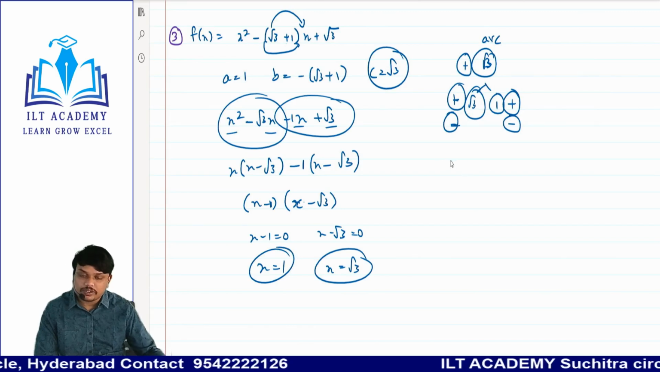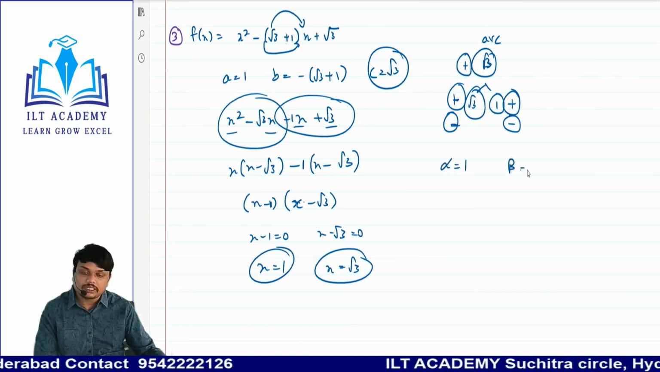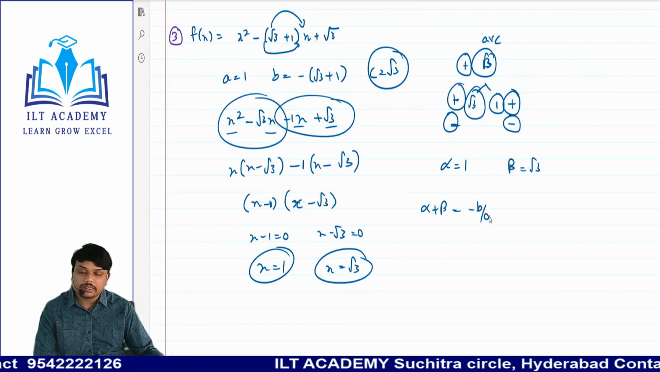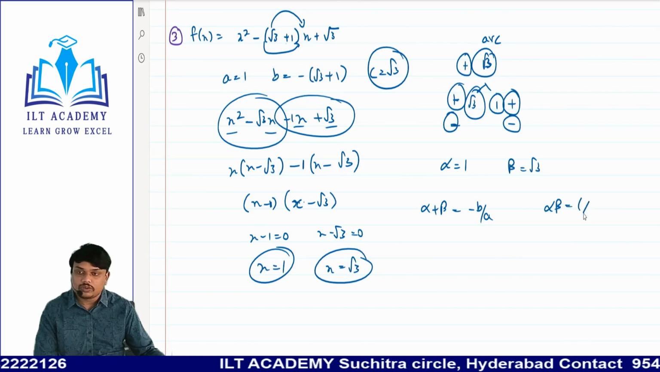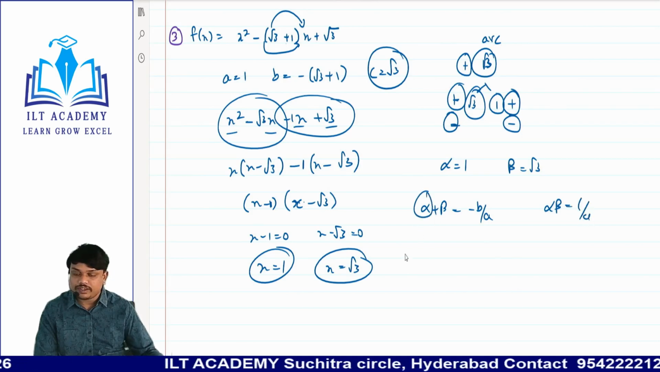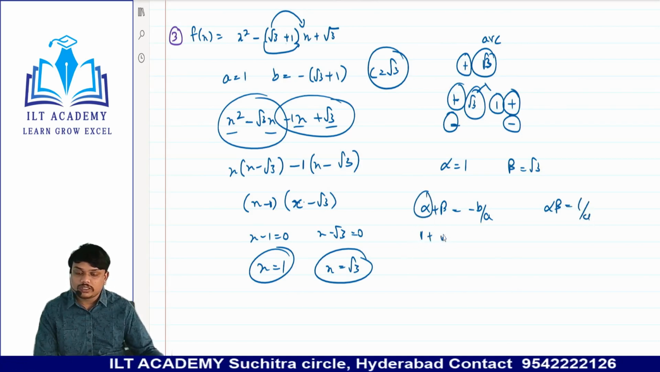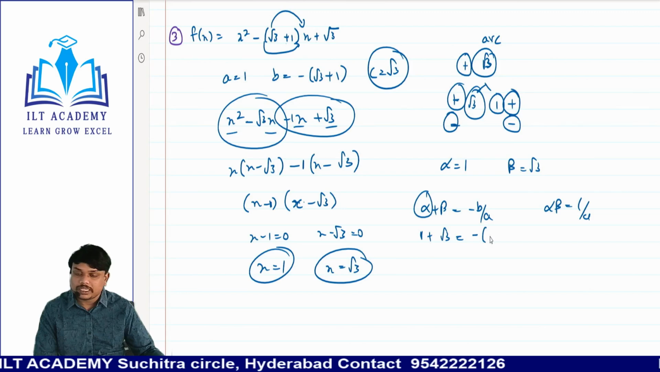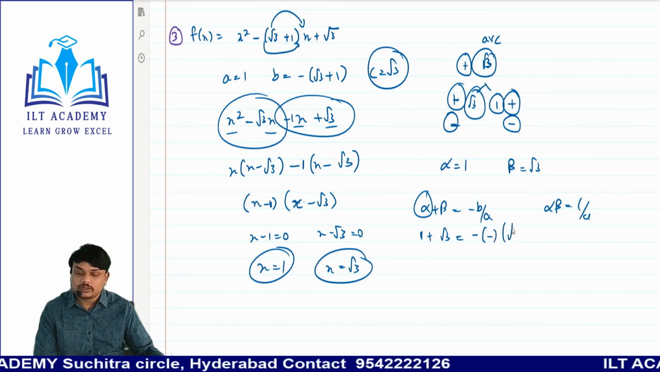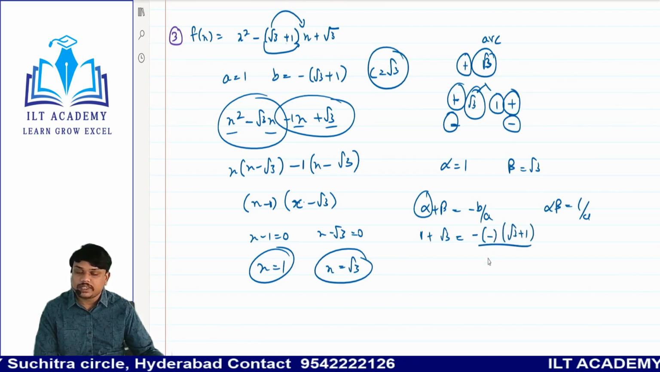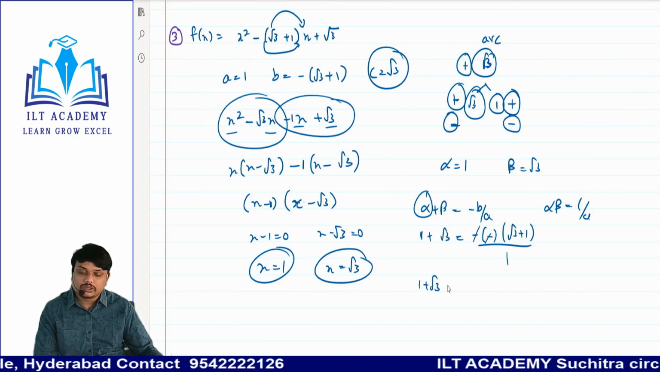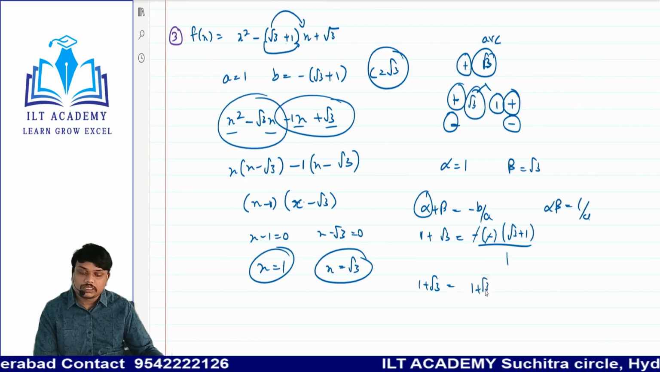So we are having alpha value as what? 1, beta value as what? Root 3. So alpha plus beta is equal to what? Minus b by a. Alpha beta is equal to what? C by a. Alpha value is 1. Beta value is root 3. Minus b by a, so minus of minus into root 3 plus 1 divided by a value, which is 1. Minus minus cancel. So 1 plus root 3 is equal to 1 plus root 3.